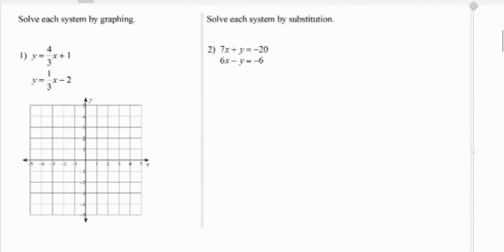This is lesson 45, solving systems by substitution, day 2, or warm-up. Solve these by graphing. We'll do the first one in red. Our y-intercept is 1. Our slope is up 4 over 3, or down 4 and left 3.